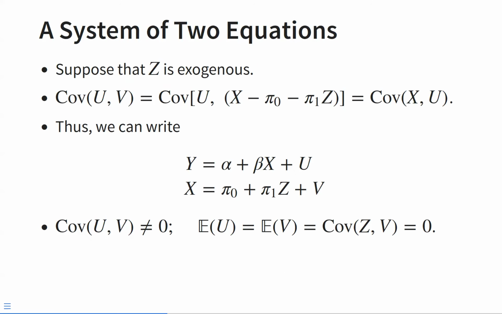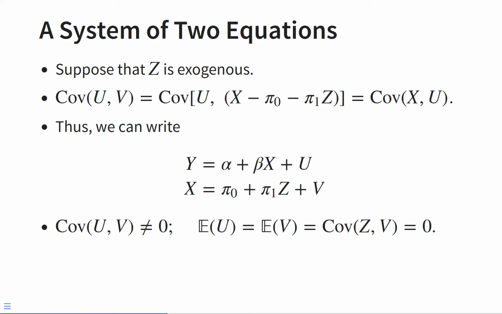So, suppose that z is exogenous. Well, I've now defined this v on the previous slide. So what is the covariance between u and v going to be? Well, the covariance between u and v is the covariance between u and, remember how I defined v on the previous slide, x minus pi naught minus pi 1z.